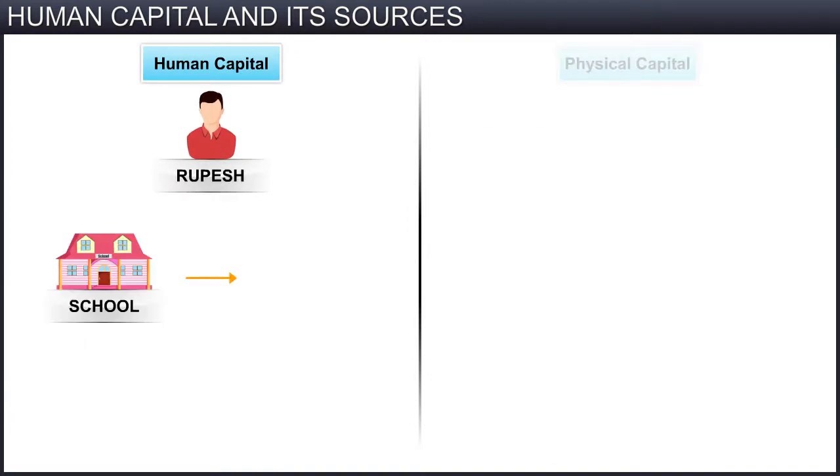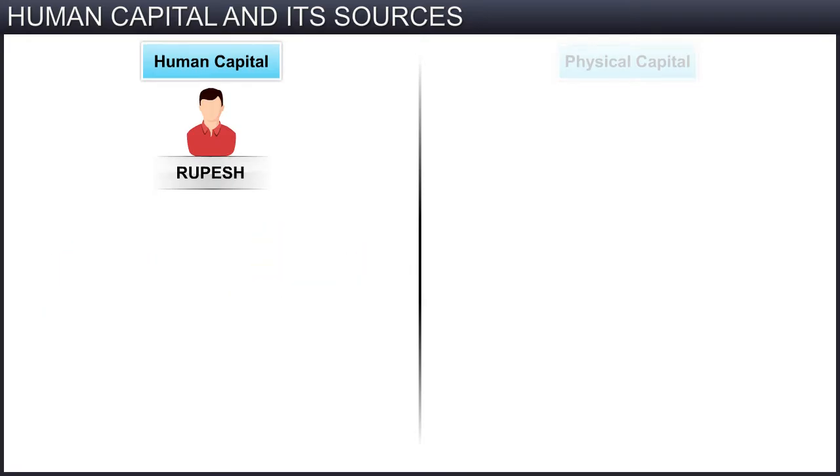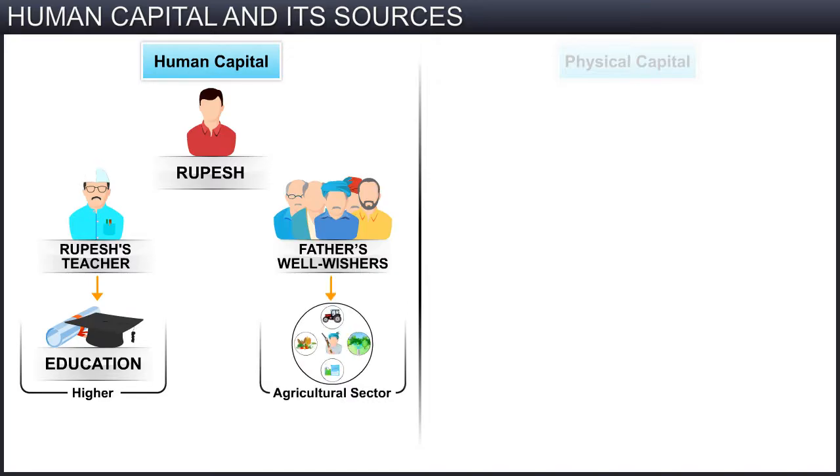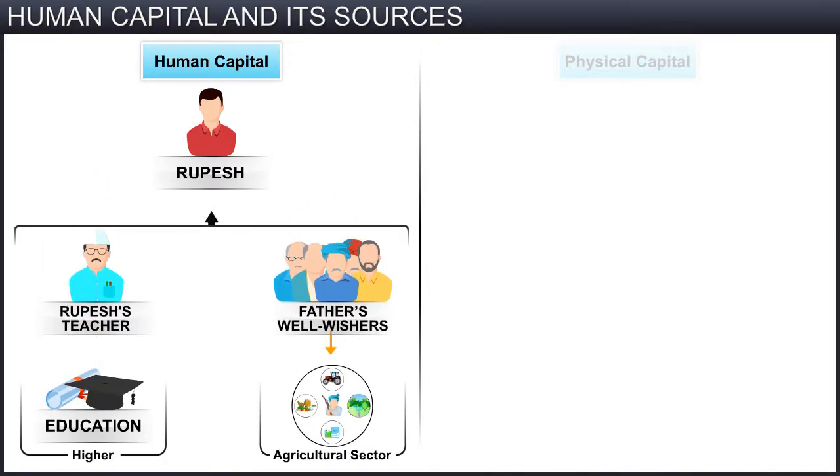Rupesh started his schooling in the village since he had no other option. His teachers encouraged him to go to the city to pursue his higher education. Even his father's well-wishers suggested he opt for graduation in the agricultural sector. In this way, the decisions related to human capital are partly social and partly conscious in nature.